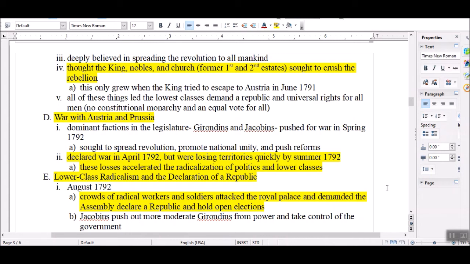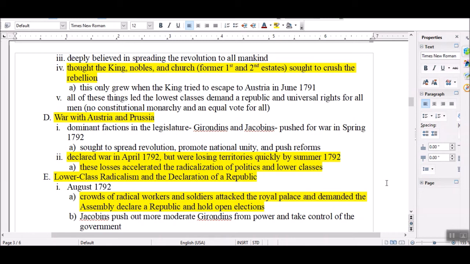And eventually, you're going to see two dominant factions rise in the legislature. There's more than these two, but these are the two really big ones. The Girondins and the Jacobins. Again, I'm probably mispronouncing those. I don't know French. But they are going to be the primary voices. The Girondins, a little bit more moderate. The Jacobins are the very radical, full freedom kind of guys.